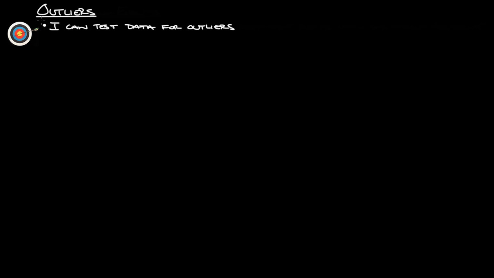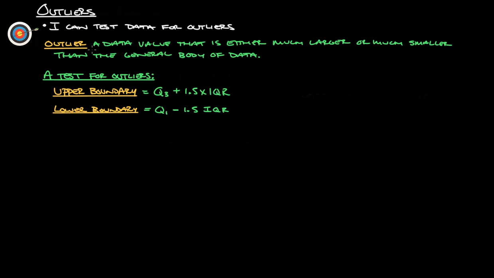I'm going to take you through the notes on outliers. At the end of this, you should be able to say that I can test data for outliers. First things first, let's remember what an outlier is. An outlier is a data value that is either much larger or much smaller than the general body of data.